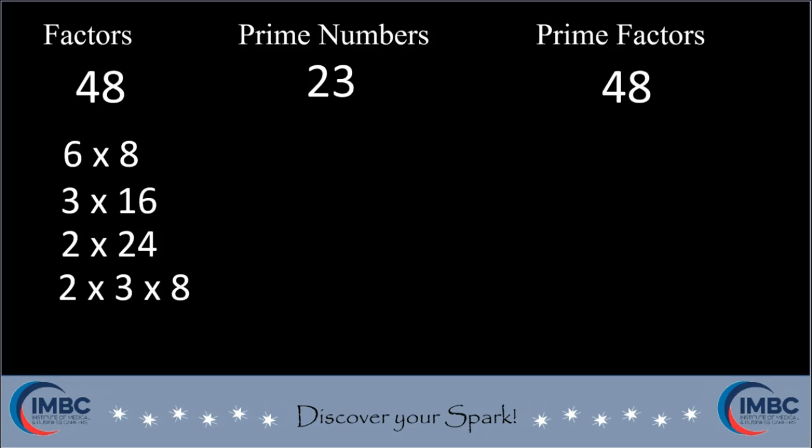So I want the prime factors of 48. I'm going to start with two factors of 48. 6 times 8. The 6 and the 8 are factors, but they're not prime factors. So I'm going to factor the 6 out further. Factoring the 6, 2 times 3. The 2 and the 3 are prime factors. So now I'm going to factor out the 8. 2 times 4.